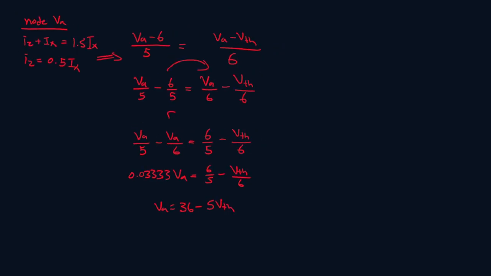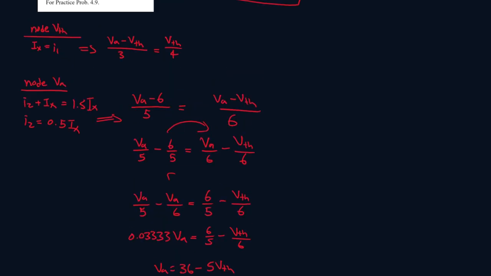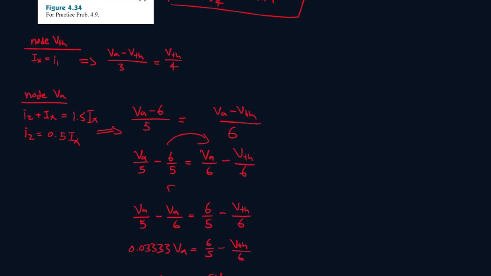Now we can plug in VA into this equation. So let's first break it up. VA over 3 minus VTH over 3 equals VTH over 4. Bring this to the other side. So it'll be 1 over 4 plus 1 over 3. So it'll be VA over 3 equals 0.5833 VTH. Times both sides by 3, so it'll be 1.75 VTH.